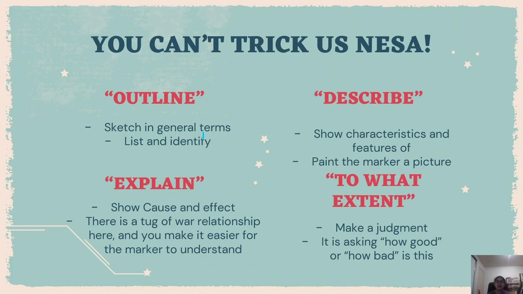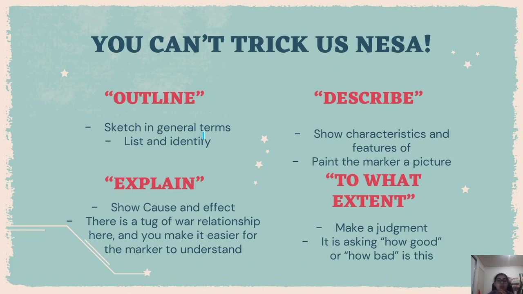Now explain questions are ones that probably look a bit harder than they are, and this is where you have to show the effect, the relationship between the cause and the effect. It's like a tug-of-war relationship. It's basically this leads to that leads to this. It's that back and forth, and you have to make sure that you make it easier for the marker to understand your logic. So this is where writing and expression are also really important.